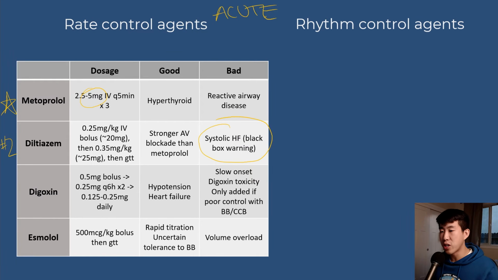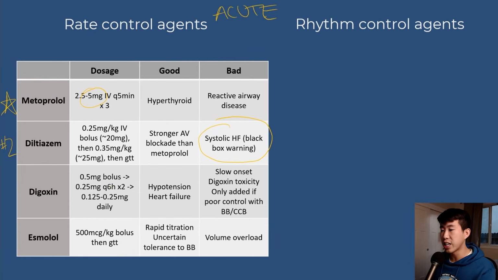The next agent, which is kind of more of a second line agent, is going to be digoxin. What you do when somebody's in RVR is you give them a 0.5 milligram bolus, and then you do 0.25 milligrams every 6 hours times 2 to get them like a 1 milligram load over the first 24 hours. Then you get them on a 125 microgram to 250 microgram dose daily.